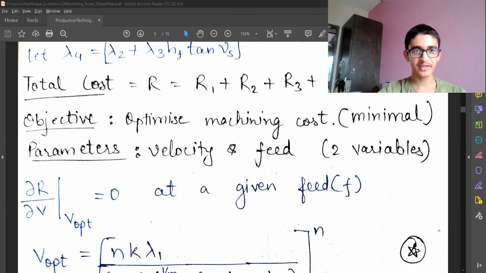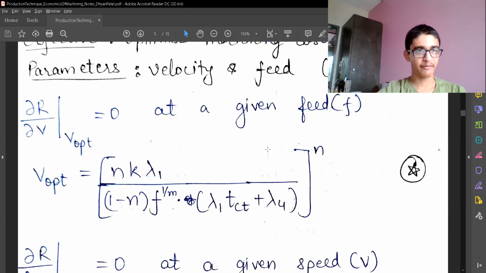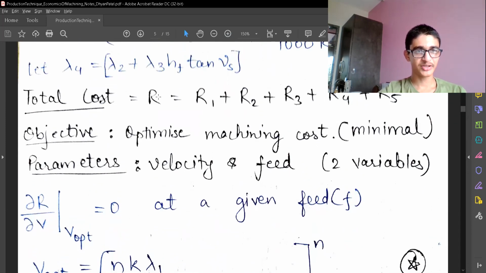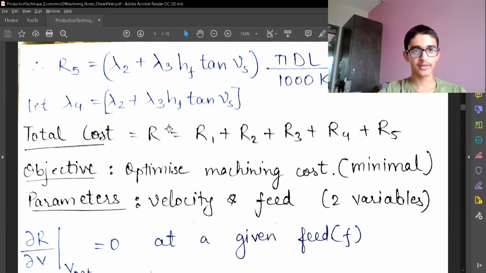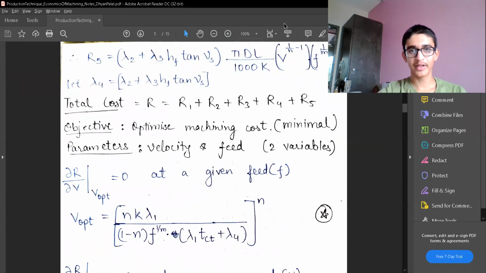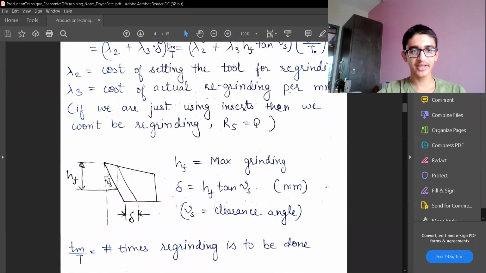So the two variables we have are the spindle speed or the velocity, and the feed rate. So we are going to optimize with respect to those two parameters. So what can we do? The total cost expression we have has all the other cost constants, lambda 1, lambda 2, lambda 3, lambda 4, the diameter, the length of tool, and the k that is coming from the material property. So n and m are also coming from material property. So all other things are already known.